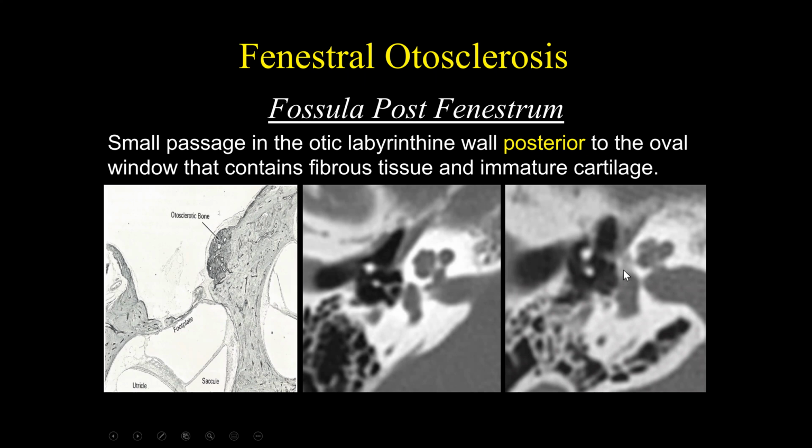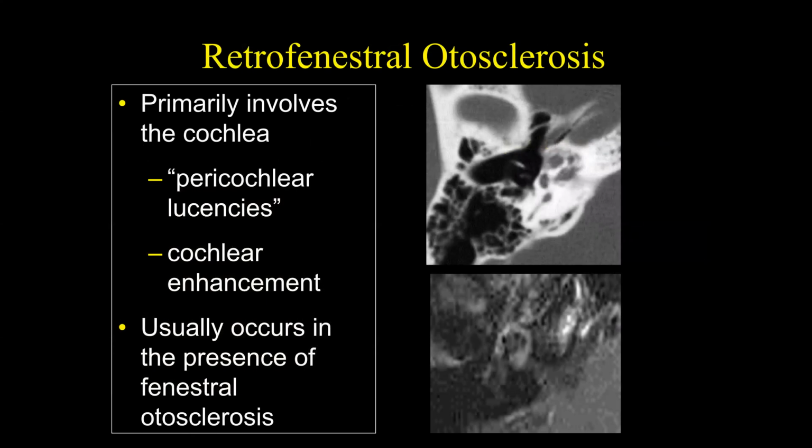Well, the fissula ante fenestram is anterior, but there's also this area posteriorly, which is referred to as the fossula post fenestram. So on the normal image here in the middle, this is the anterior crus, this is the posterior crus. The fissula ante fenestram is anterior and the fossula is posterior. And in this diagram by Schuknecht, we can see this small little area of rarefaction of bone involving the fissula ante fenestram. And on the CT scan, we can see a small little area of rarefaction of bone right at the fissula ante fenestram. So again, this is an example of fenestral otosclerosis.